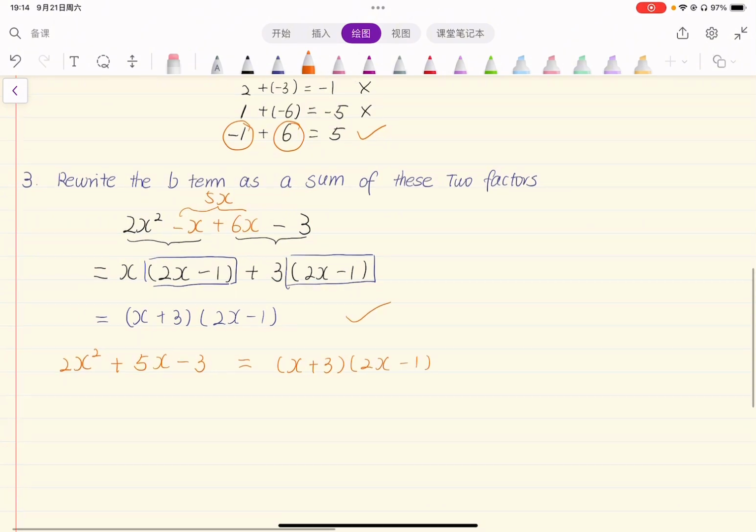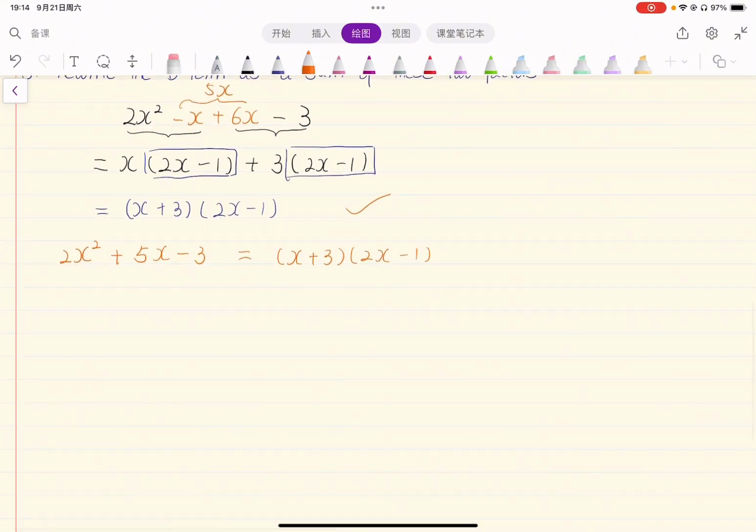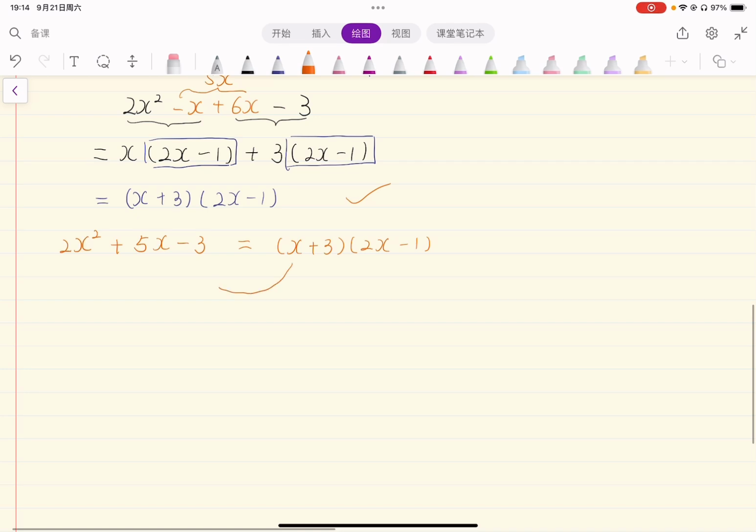We can double check it. How do we check it? We need to do the expanding. I can make it bigger.